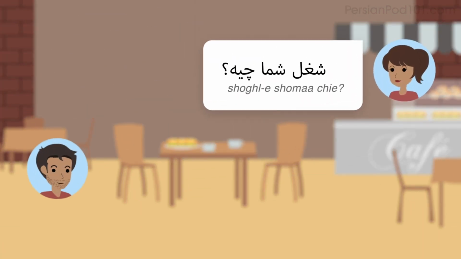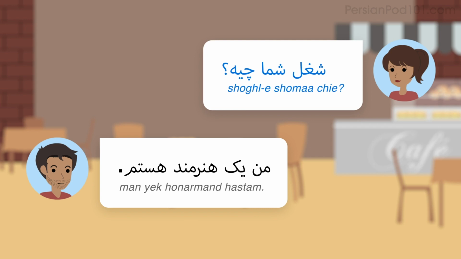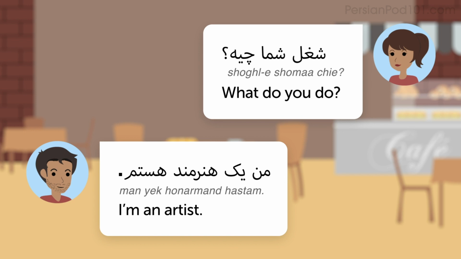Listen to the dialogue. شغل شما چیه؟ من یک هنرمند هستم. Listen to it again, now with the English translation. شغل شما چیه؟ What do you do? من یک هنرمند هستم. I'm an artist.